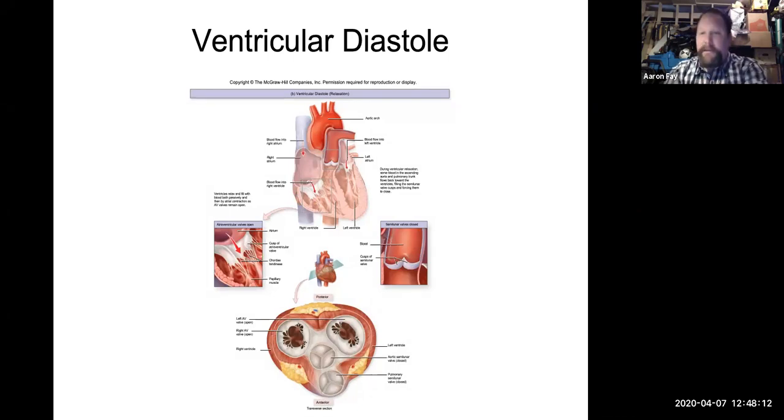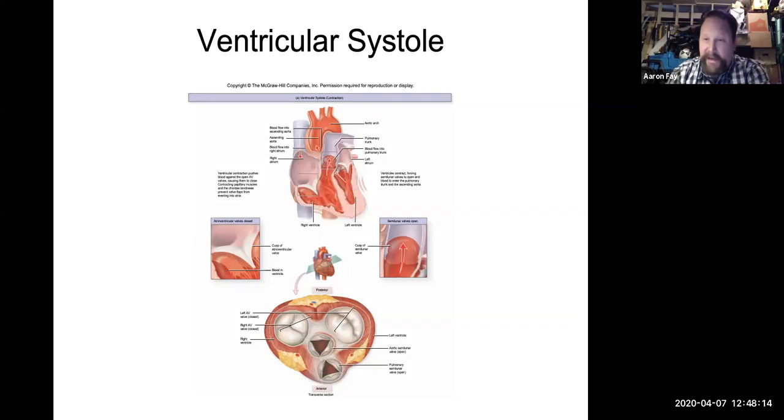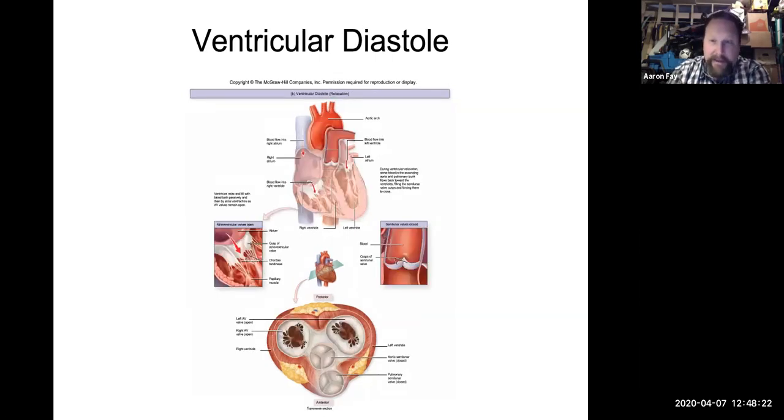Pitter pat, lub dub. This is the alternating sound of blood first slamming into the AV valves, causing them to close, and dub is blood trying to get back into the heart and slamming into the semilunar valves and them closing. So this is lub, this is dub.